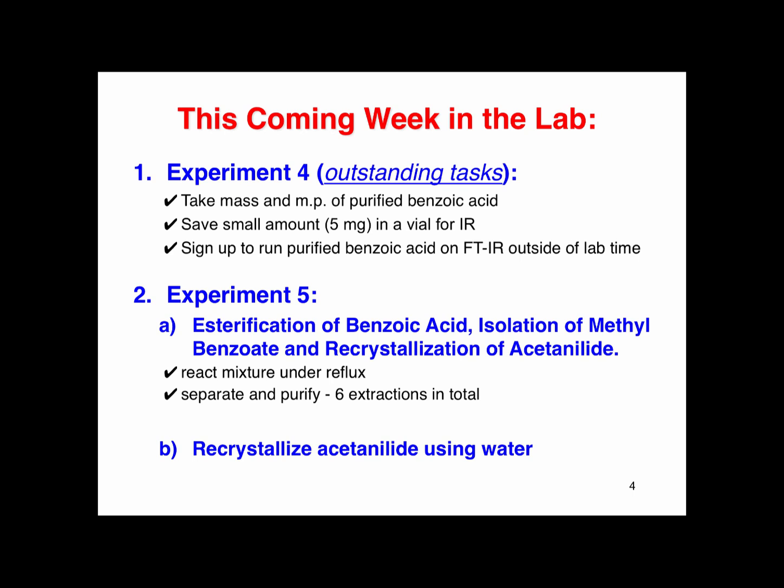So you can take a small vial, blacktop vial, and put a small amount, enough for maybe 3 melting points in it. You're also going to have to reserve a small amount, say 5 milligrams, for recording an IR. An IR really needs about a single crystal, so it doesn't require a lot, but remember to set some aside for both of those procedures. And also you'll have to sign up to run a purified benzoic acid sample on the FTIR, and that will be something that we're currently looking at running outside of lab time.